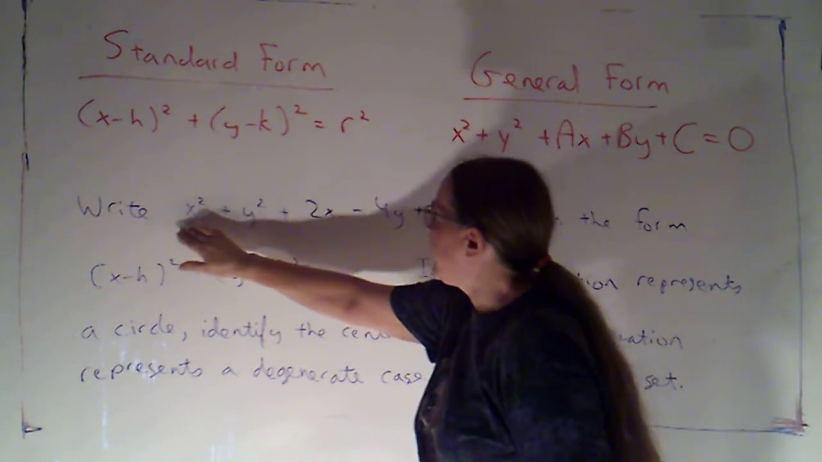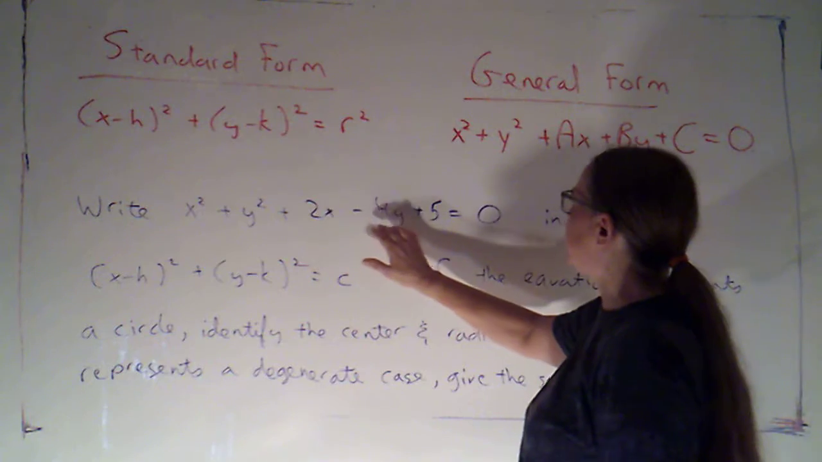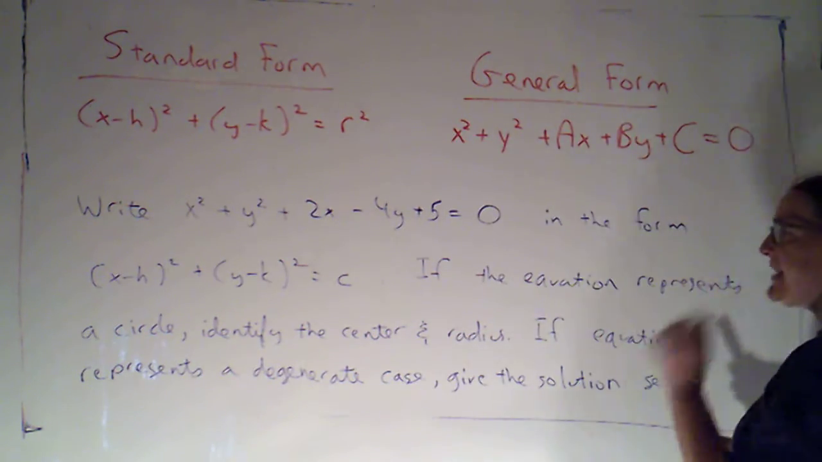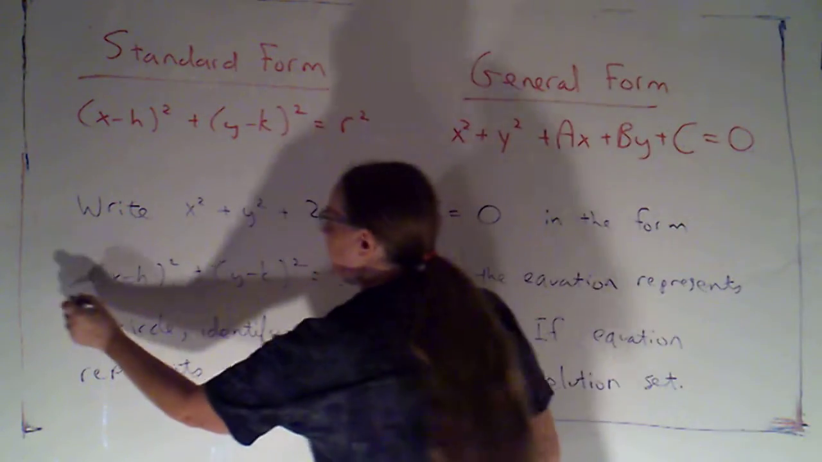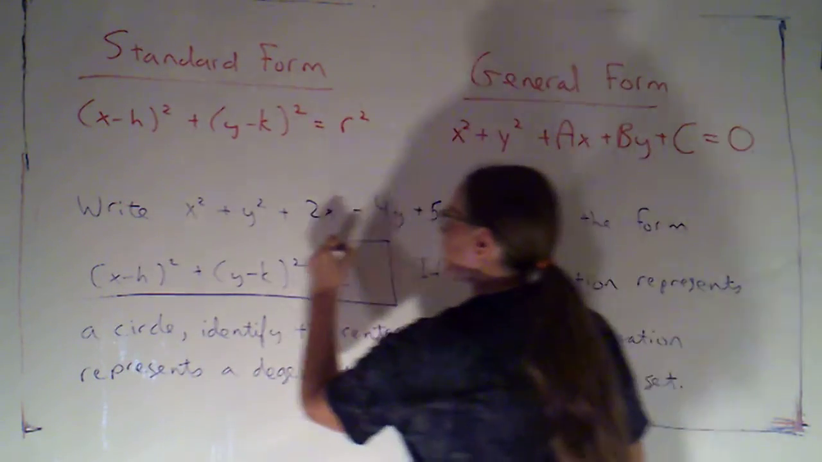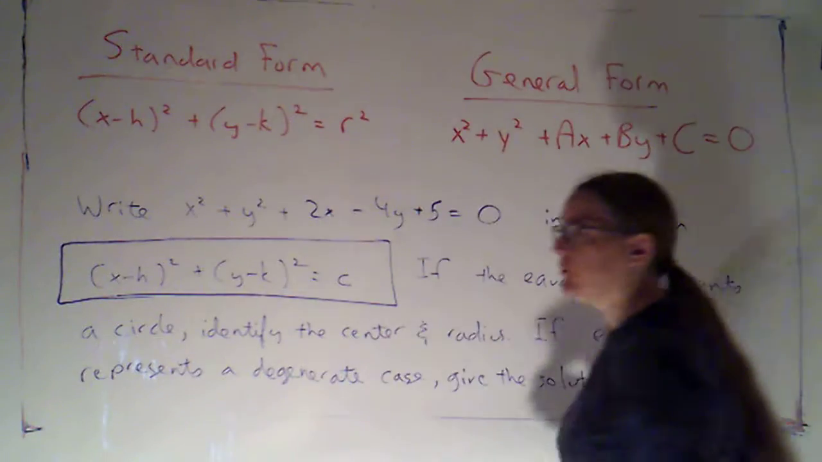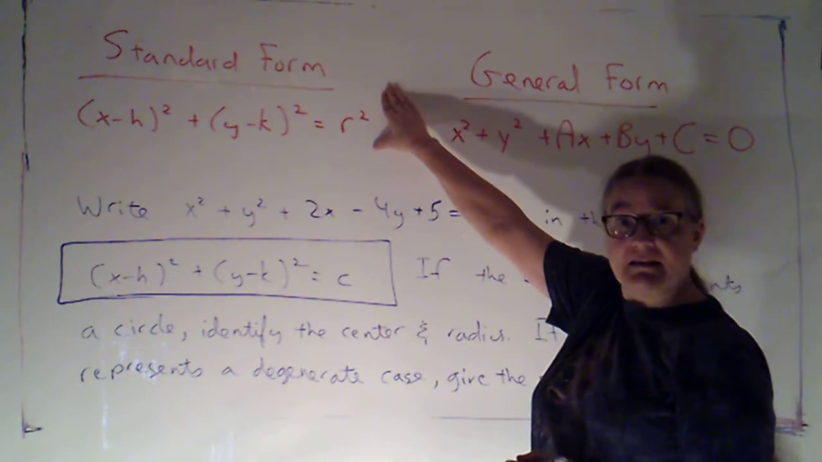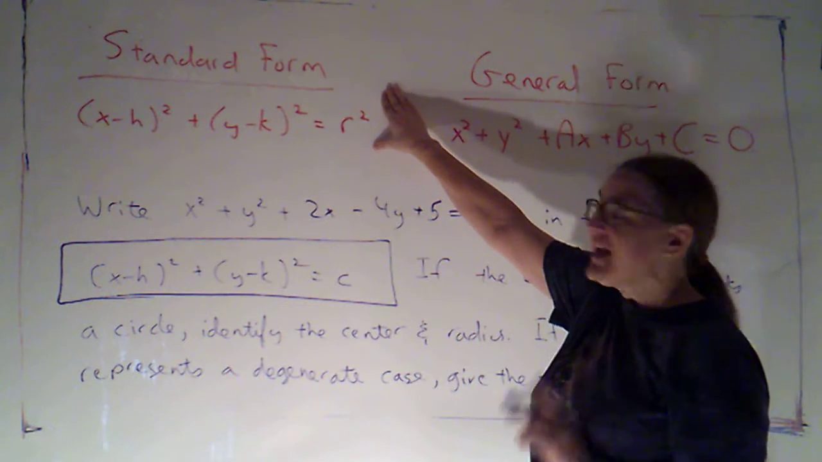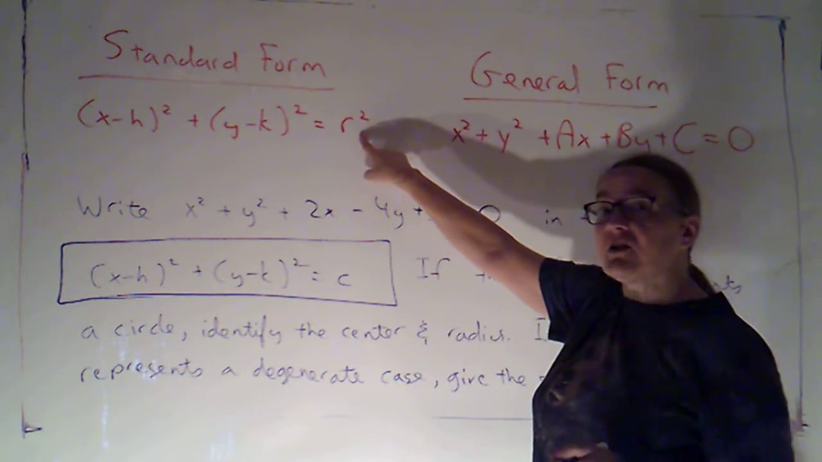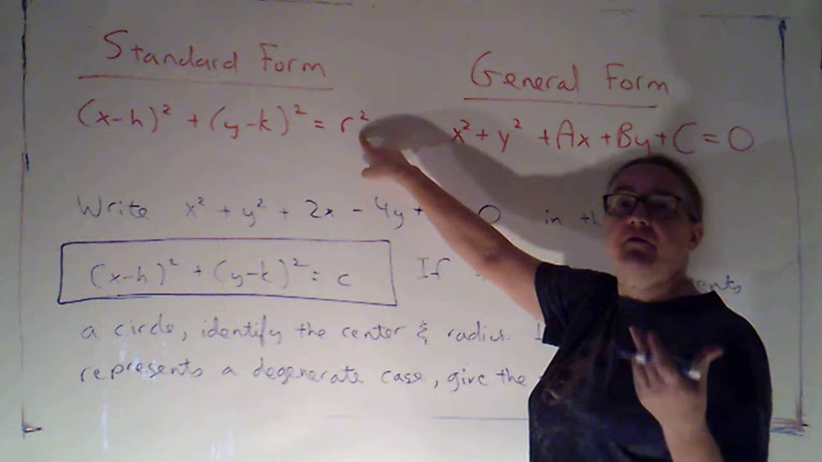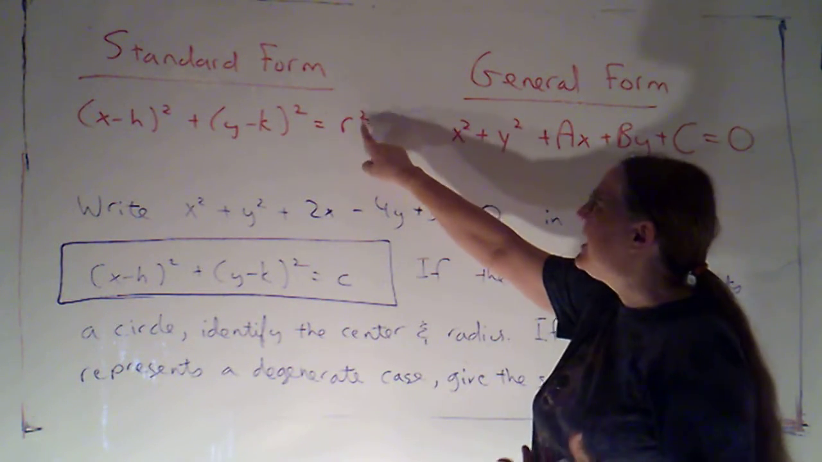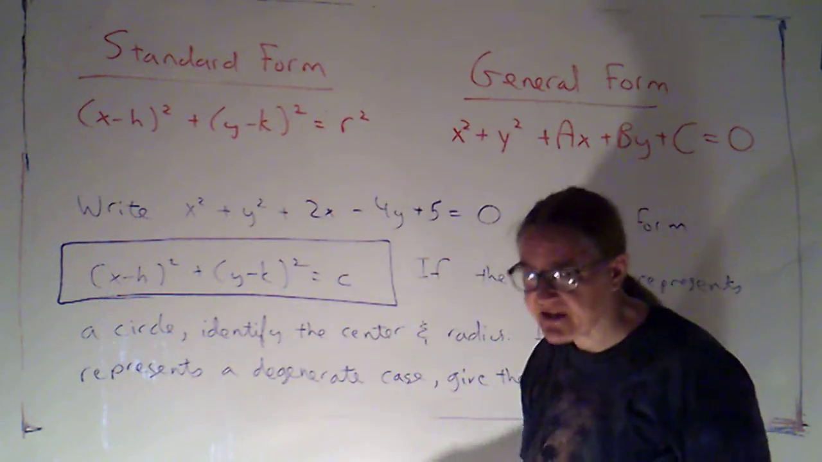So we're given an equation, x squared plus y squared plus 2x minus 4y plus 5 equals 0. And we're asked to write that in this form, (x minus h) squared plus (y minus k) squared equals c. Now that's almost, but not quite, the standard form for a circle. The difference is r squared, standing for the radius squared. By definition, the radius is a positive number, and of course a positive number squared is positive.